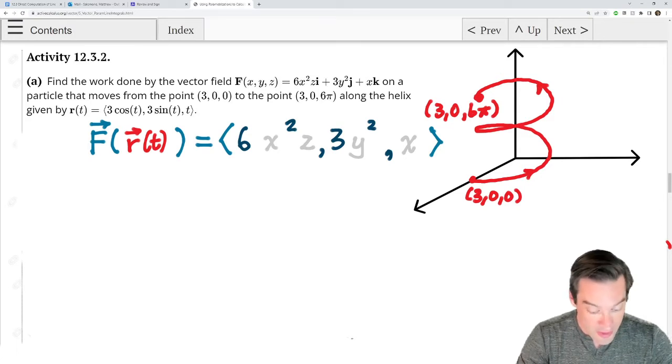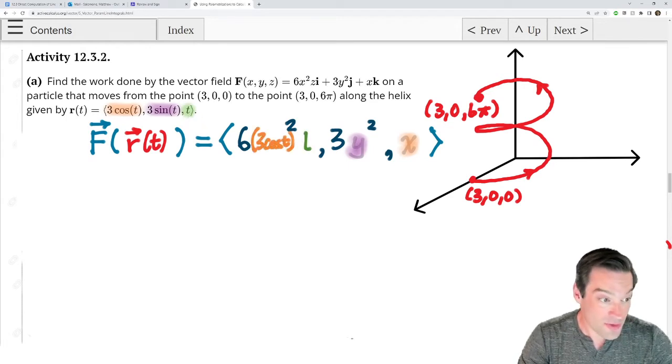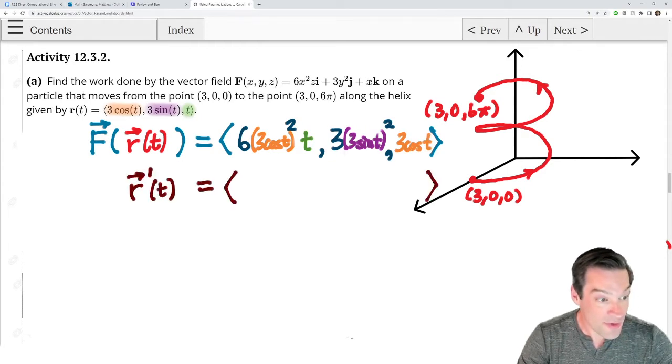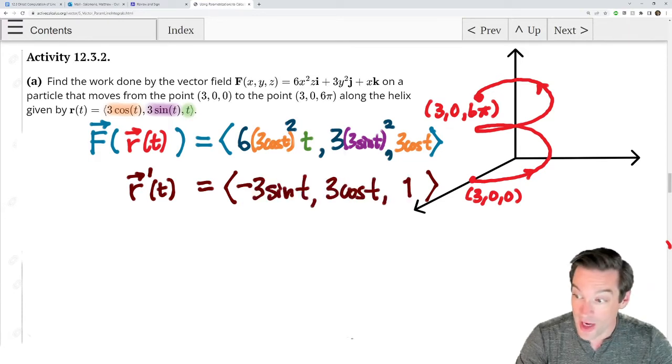To do that, for our x's, we're going to substitute x of t, which is 3 cosine t. For our y's, we substitute y of t, which is 3 sine t. And for our z, we substitute z of t, which is equal to t. So we make all those substitutions. Then we need to find the dot product of that with a velocity vector, the tangent to our curve. For the velocity vector, we'll just take the derivative of our parametric curve, so I'll get minus 3 sine t, 3 cosine t, comma 1.